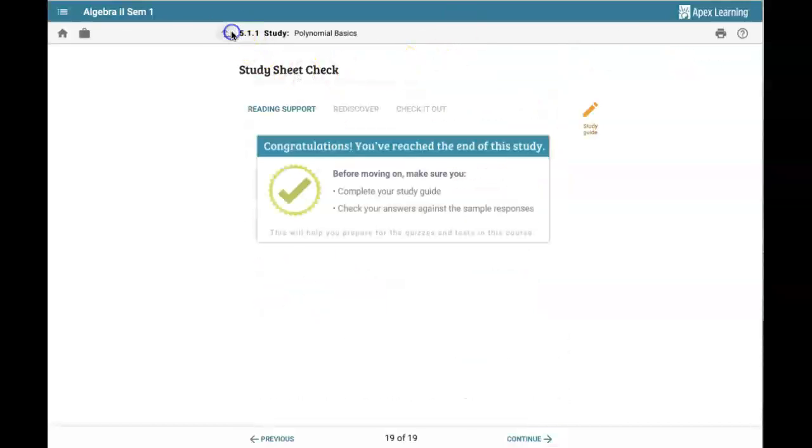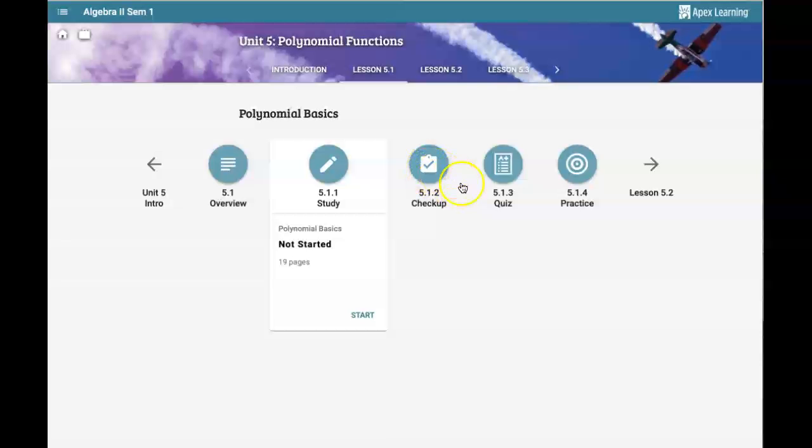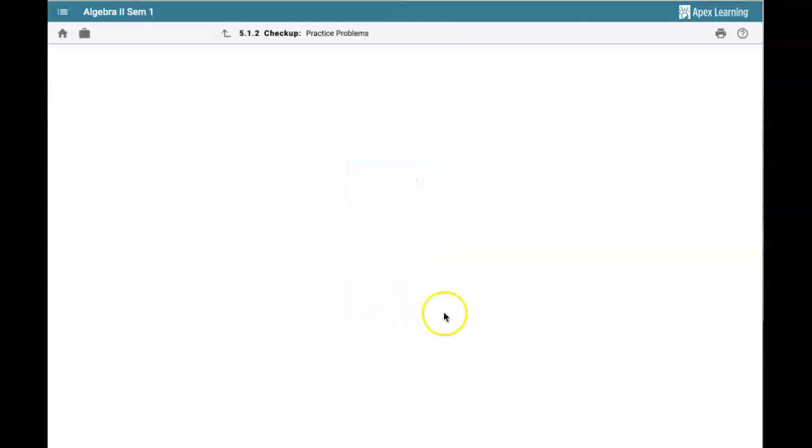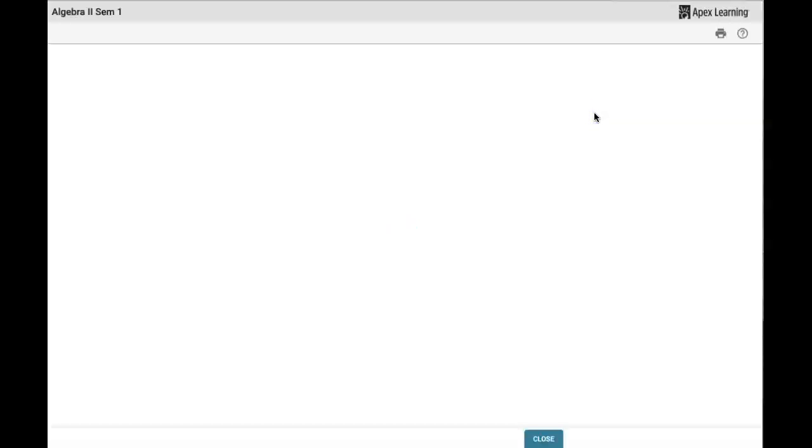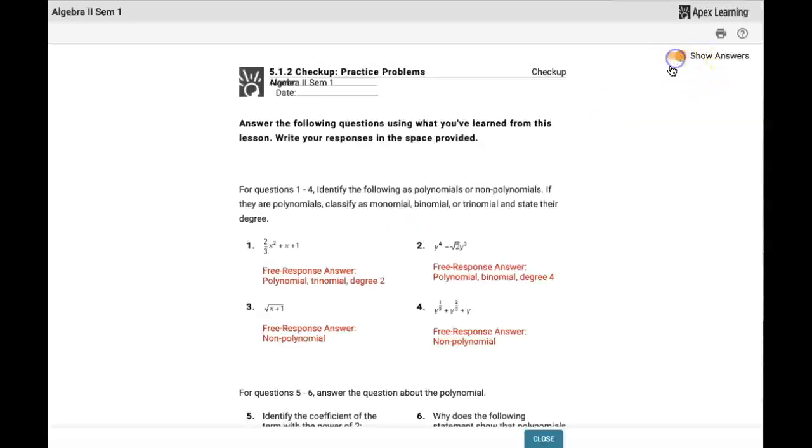All right. So that's the 5.1 study. And again, looking here, you have this 5.13 quiz. Skip the practice or use that as extra credit if you would like. And looking at our checkup here, you're going to have a lot of the same type of problems that you saw earlier.